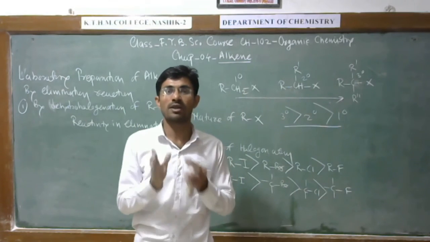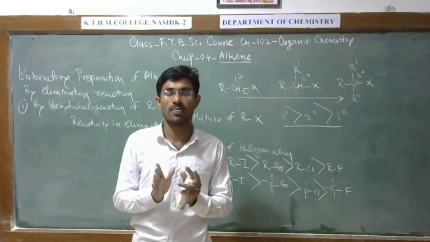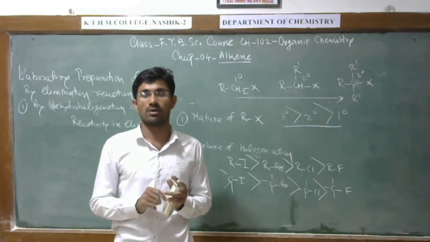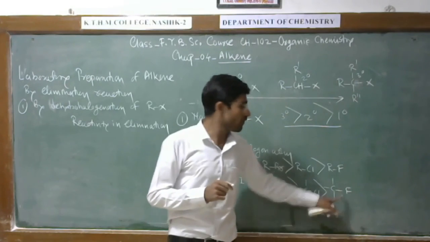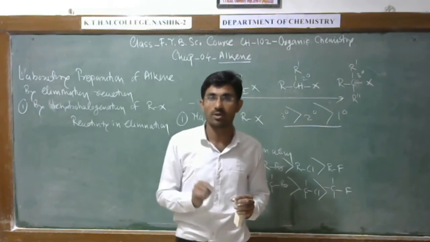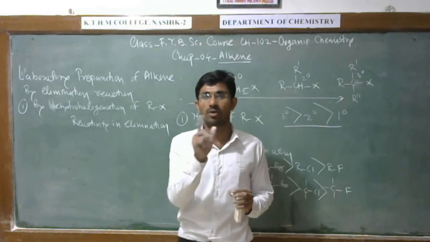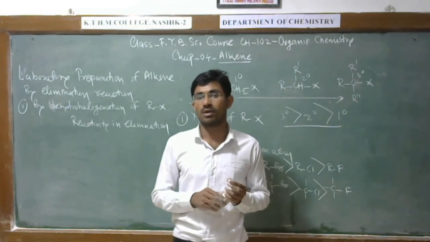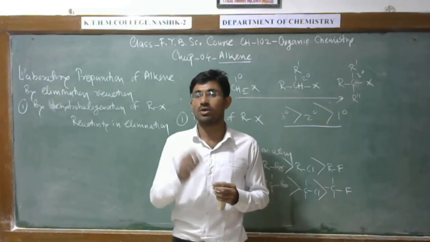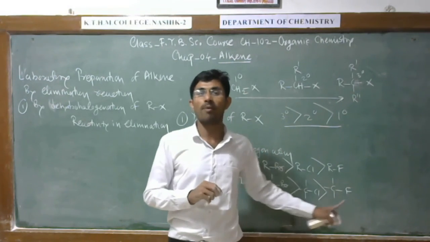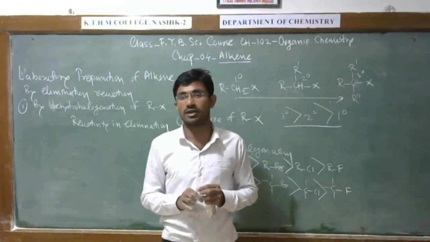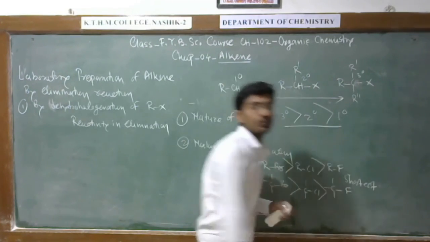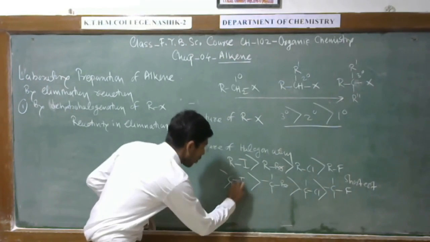The atomic size of carbon is fixed here, but iodine has the largest atomic size. Fluorine has the smallest atomic size as compared to iodine. Because of its small atomic size, the bond between carbon and fluorine is the shortest bond here. This bond is a very short bond. Here this is the longest bond.